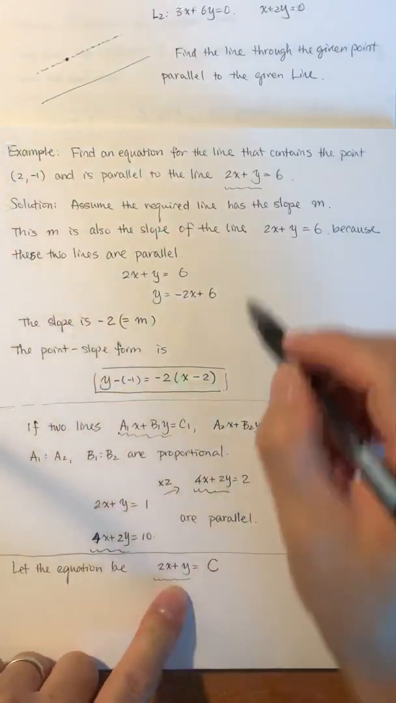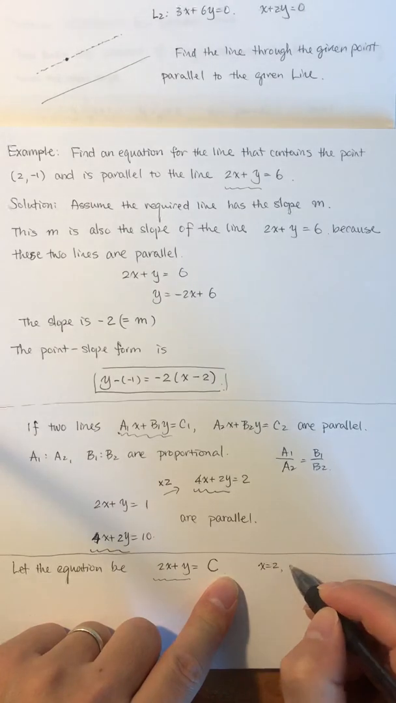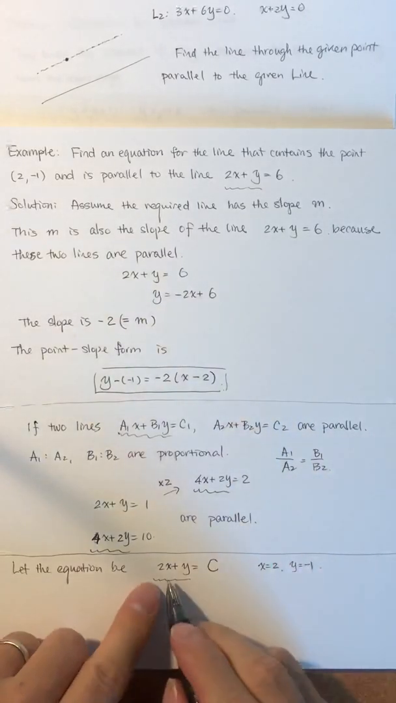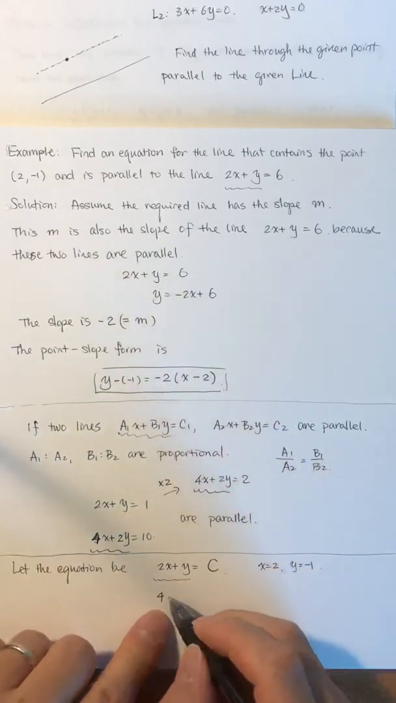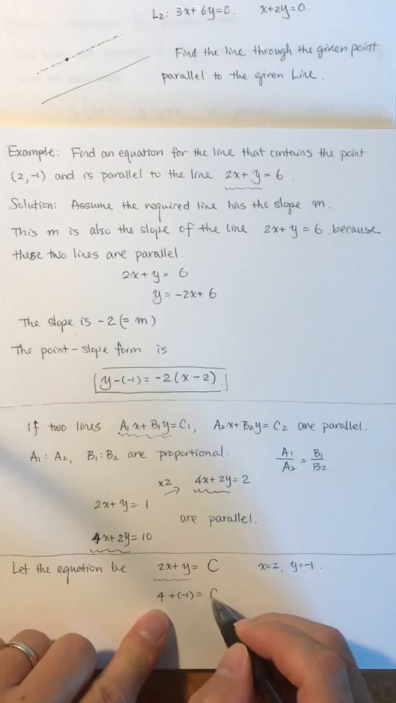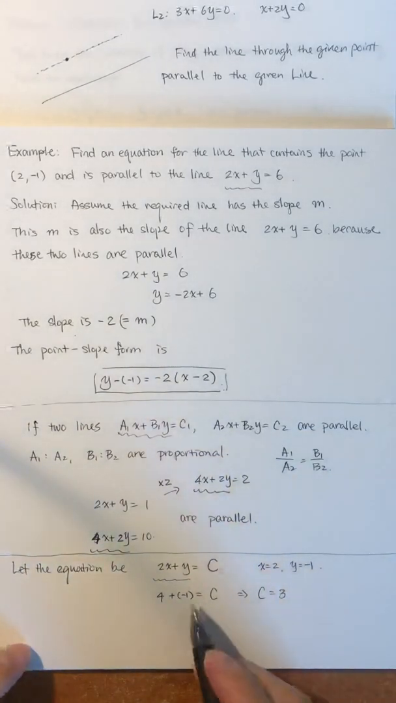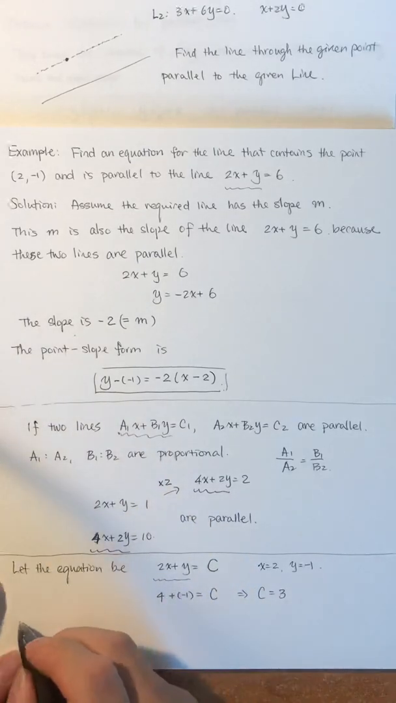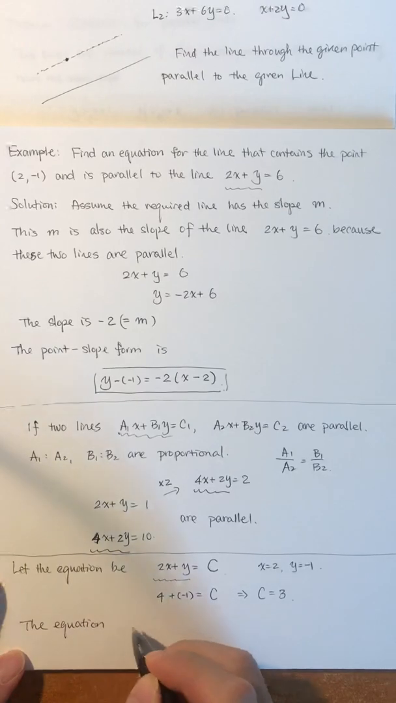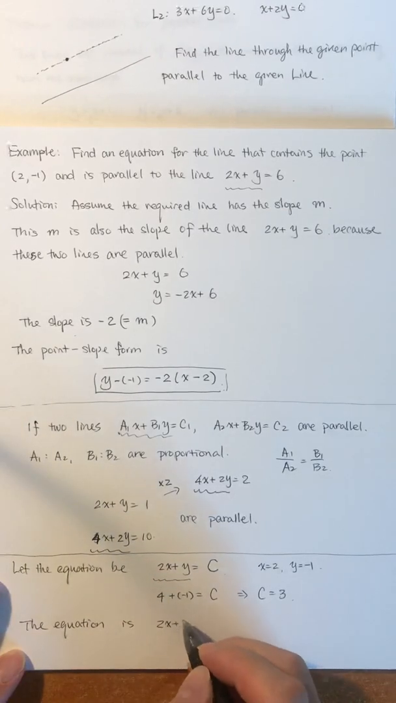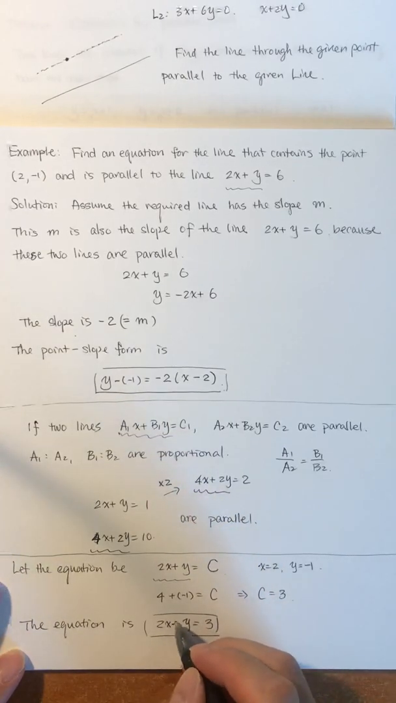This line contains the point 2, -1. So x equal to 2, y is equal to -1. You plug in: x is 2, you get 2 times 2 is 4, plus y which is -1, is equal to c. So this implies c is equal to 3. Well, let's try. So the equation is 2x plus y is equal to 3. That's it.